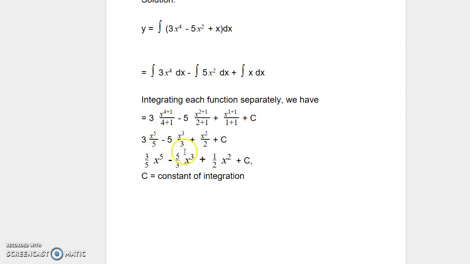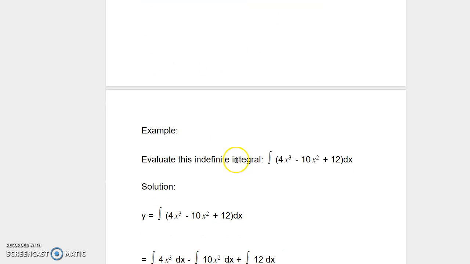We can also rewrite the same thing as shown here: 3 over 5 x to the power of 5 minus 5 over 3 x to the power of 3 plus 1 half x to the power of 2 plus c, where c is a constant of integration. Whenever we arrive at a solution when we solve an integration problem, we're going to add a constant term c as shown here. So this way of representing the solution is exactly the same. Let's look at another example.